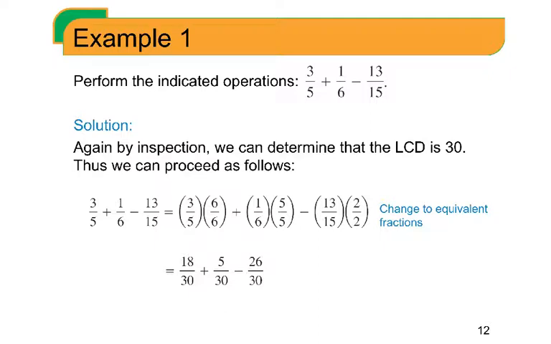Okay, first we're just starting with fractions, and this really should just be review. The least common denominator is 30. How do I know that?